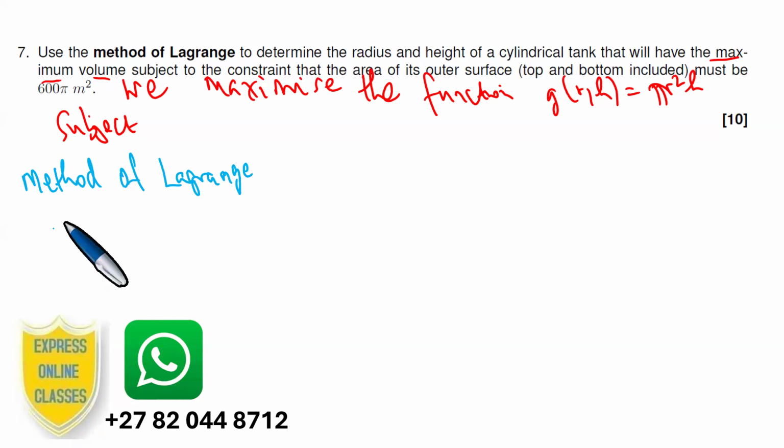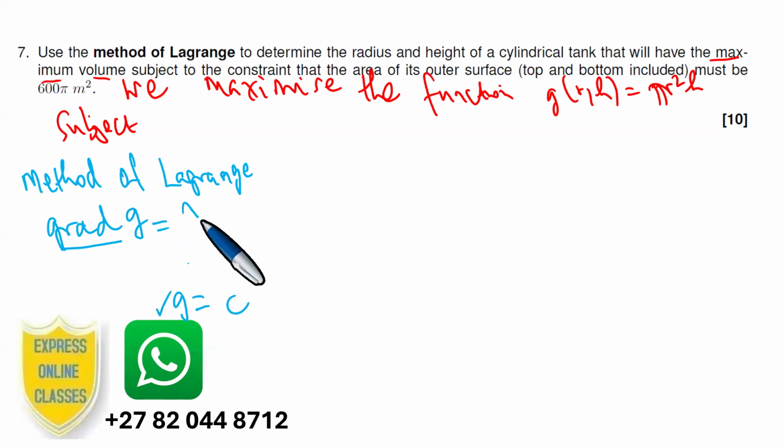The method of Lagrange means that there is a constraint condition. So you find a gradient of the constraint. There will always be a function that is going to equal a constant, and that we call g. And then we take lambda multiplied by the gradient of another function we call f. So now this is the method of Lagrange. This one is called the constraint.